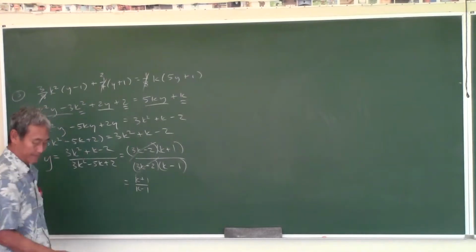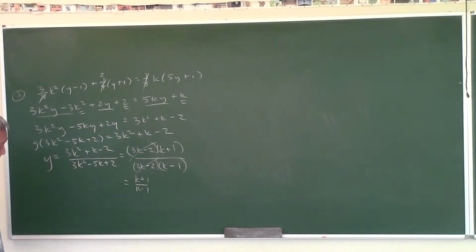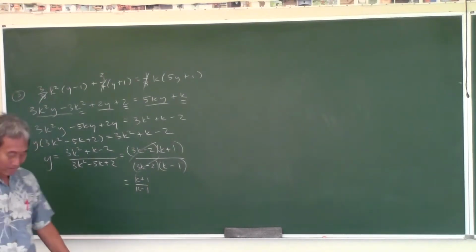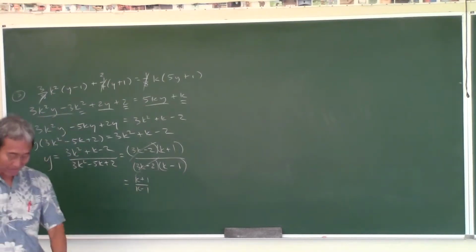Boom. That's the easiest event. Just do that every single time. It doesn't matter what variables you have in there. Whatever variable you're solving for, put it on one side, and everything else goes on the other.